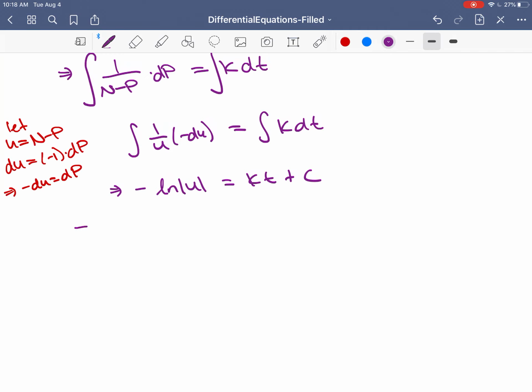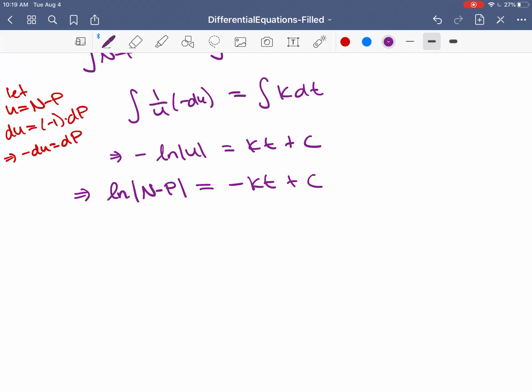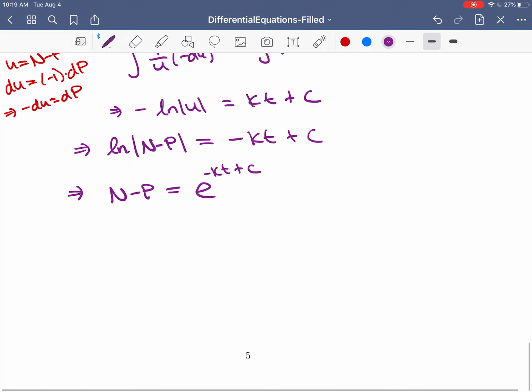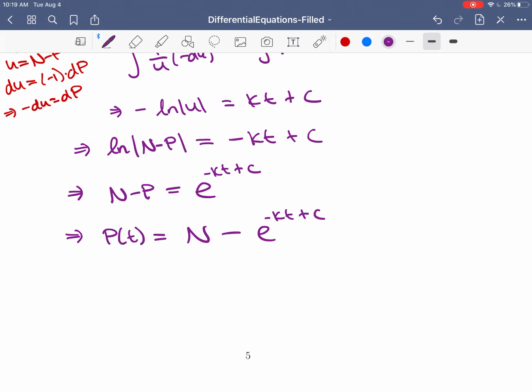I'm going to move the negative to the other side and plug in the u again, so that's N minus P. This is going to be negative kt plus c. The plus here, you can make minus c if you want, but it doesn't actually matter because c is a constant. Now I want to get rid of the ln, so I'm going to use e. So N minus P is e to the negative kt plus c. And now if I solve for P, P of t is going to be N minus e to the negative kt plus c.